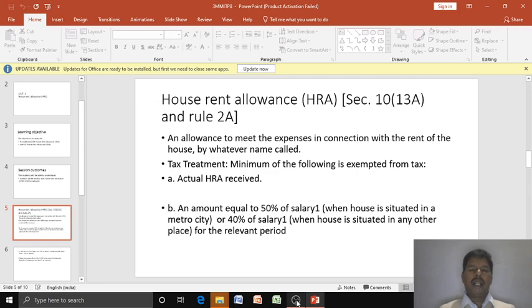Then, point B, an amount equal to 50% of salary when the house is situated in a metro city, or 40% of salary when the house is situated in any other place for the relevant period in India. Okay, if it is in a metro city, we have to consider 50% of salary, and in other cities we have to take 40% of salary.